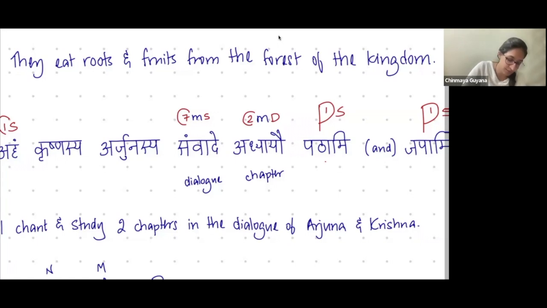Then you go backwards. Arjunasya, 6th case singular masculine. Krishnasya, 6th case singular masculine. And cha is implied. An and is implied over there. In the dialogue of Arjuna and Krishna. If somebody tried to use ChatGPT, ChatGPT would have said in the dialogue between Krishna and Arjuna. That means that if you wrote between, I know you used ChatGPT.